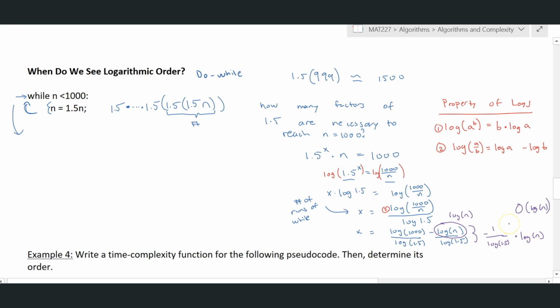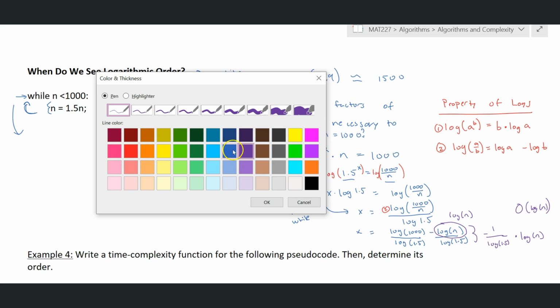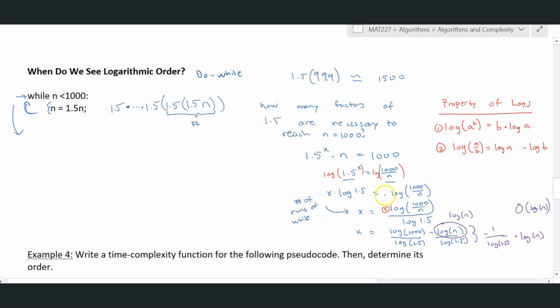And the log emerged quite naturally because we didn't know how many multiplications by 1.5 would be required in order to exceed a value of 1,000. Now, we're almost done. So we could technically leave it in this form here, that is log n by properties. But remember, this is the number of runs of the while loop. And so each time there will be, let's see, how many flops?